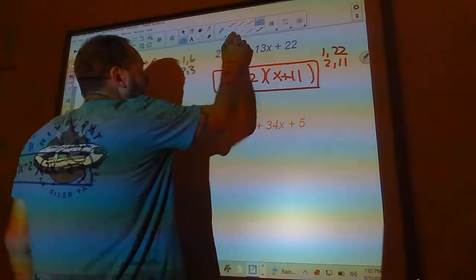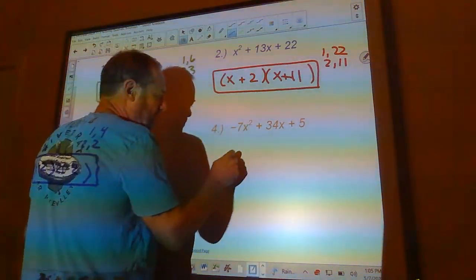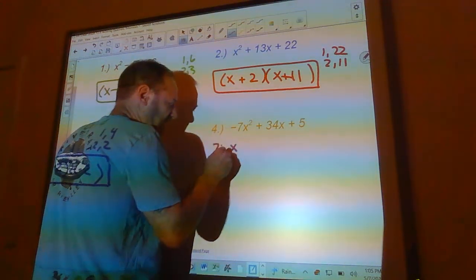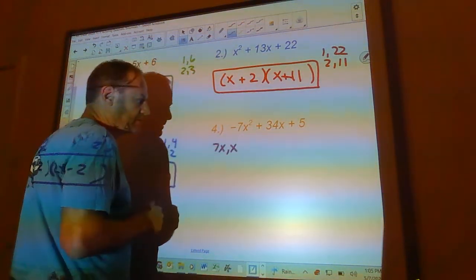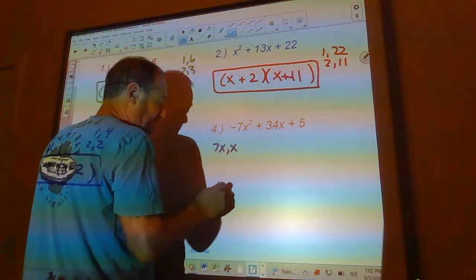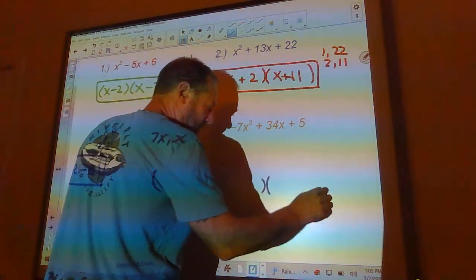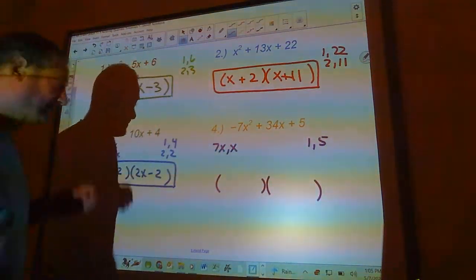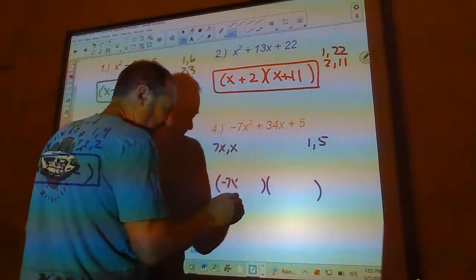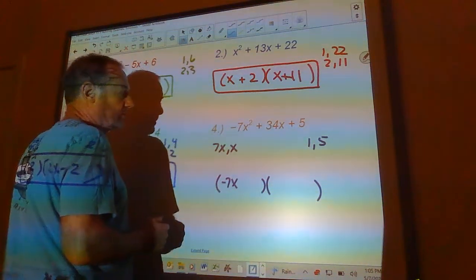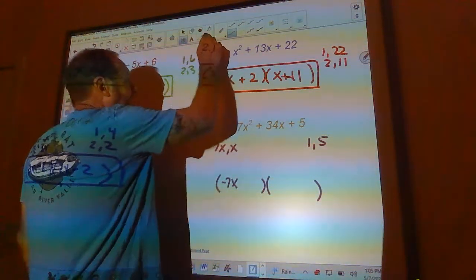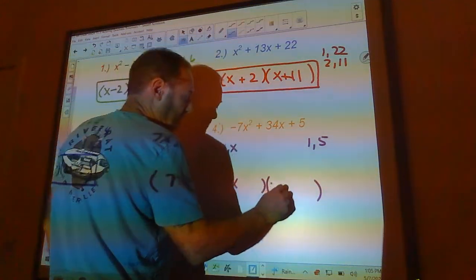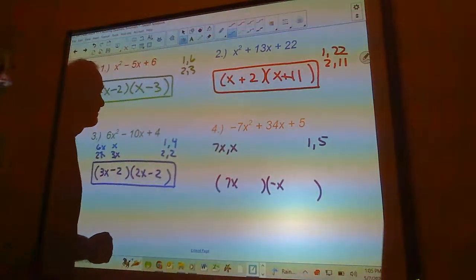Okay, over here, my choices are x and 7x, and one of those is going to have to be negative. And that's it. And then over here I got 1 and 5. So this shouldn't be too bad. Let's try negative 7. Oh wait, I have to make positive 34 in the middle. So let's make the 7 positive, because one of them is going to be negative, and I need it to be a big number. So we'll make this negative x.